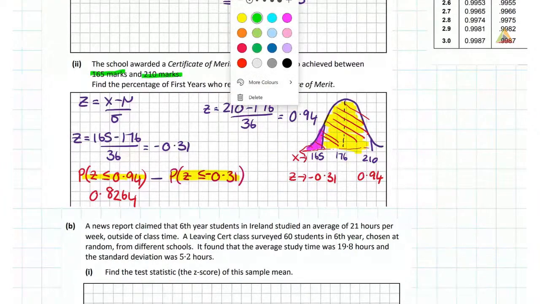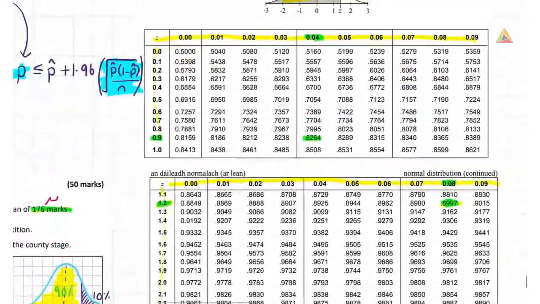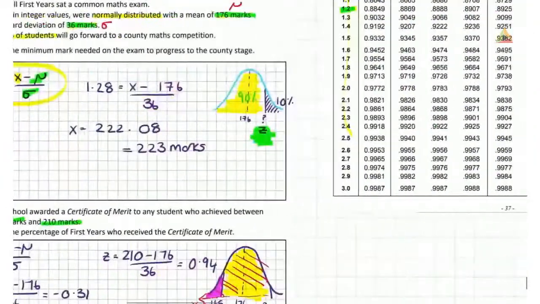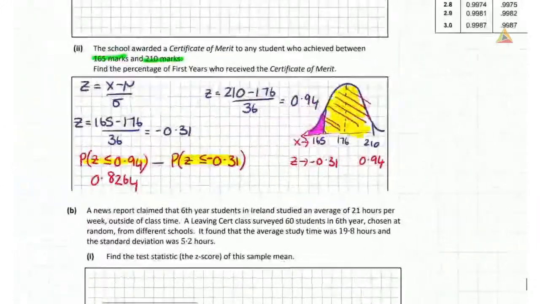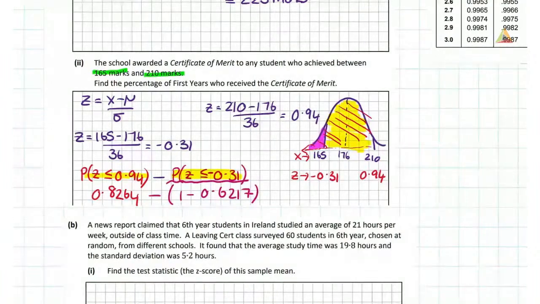So let's go back to our log tables. Let's look up 0.31 because our log tables will only deal with positive values. So there's my 0.3, there's my 0.31, so that's 0.6217. Okay, so lots of flicking back and forth here, but hopefully you can keep up with me. So it's going to be minus, and this works out to be 1 minus 0.6217. Okay, again, we're subtracting it from 1 because it's a negative Z value.